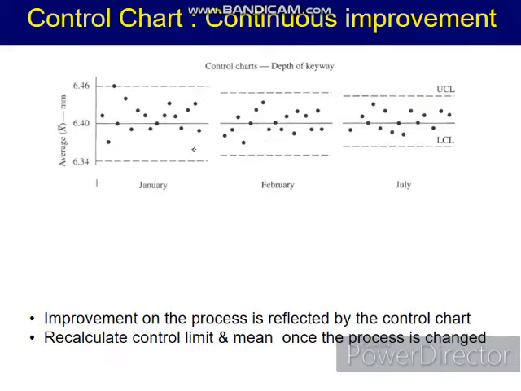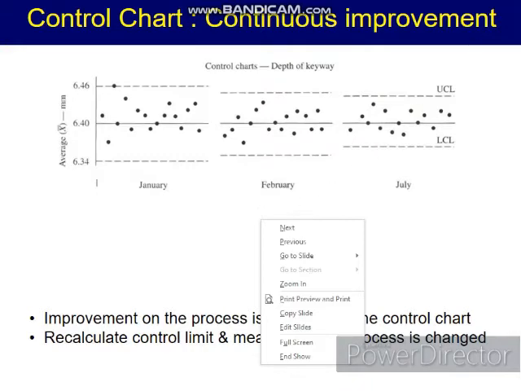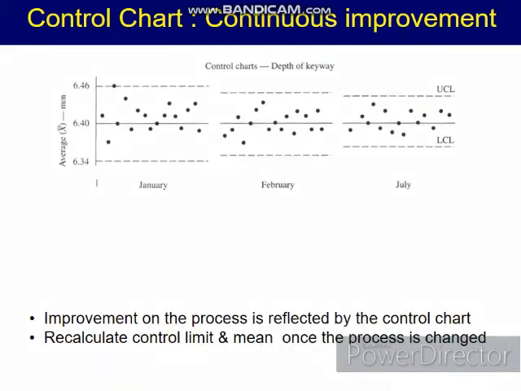If you look at this, the standard deviation in February is smaller compared to the standard deviation in January, and the standard deviation in July is less than the standard deviation in February. I just use sigma as the sign for standard deviation.